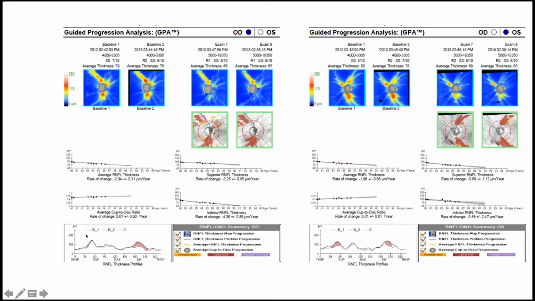We can also see this event analysis down in our superimposed TSNIT curve. So we see a little bit of change superiorly and a more significant repeatable change inferiorly. For our trend analysis on the OCT, we can see that average, superior, and inferior nerve fiber layer thickness has changed significantly. And we see a very similar thing in the left eye.